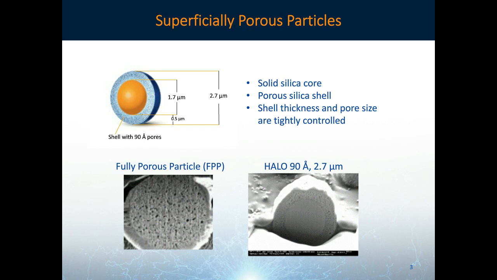On the bottom, we have focused ion beam images showing the comparison between a fully porous particle, or FPP, compared to the Halo SPP particle. And you can clearly see how the cutaway image shows that porous morphology throughout the FPP particle, whereas on the right-hand side for the Halo particle, you can see that solid silica core, and then that's surrounded by a porous silica shell. So we have particles that are available in 2, 2.7, and 5 microns, and I'll show examples of all of those today.